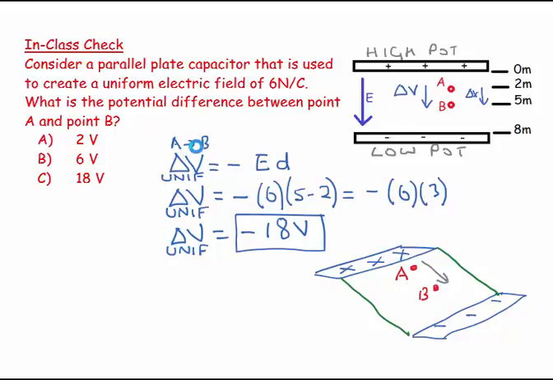So when I go from A to B, my potential difference is minus 18 volts. When I go from B to A, my potential difference will be plus 18 volts. If I wanted the magnitude of the potential difference, I would say it's just 18 volts. I could ask you which is the higher potential and which is the lower potential. And you'd say A is a higher potential, and B is the lower potential. The electric field points from high potential to low potential. So there we have it.